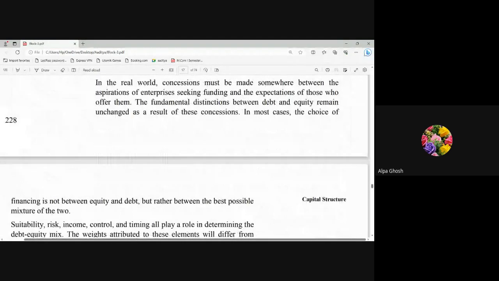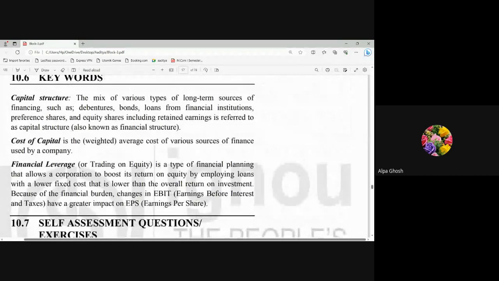So this is all about capital structure. We don't have practicals in this. It is only for understanding. We don't have capital structure theories. If there had been capital structure theories, then 100% we would have gone for the practical aspect. So these are the keywords: capital structure, cost of capital, and financial leverage.